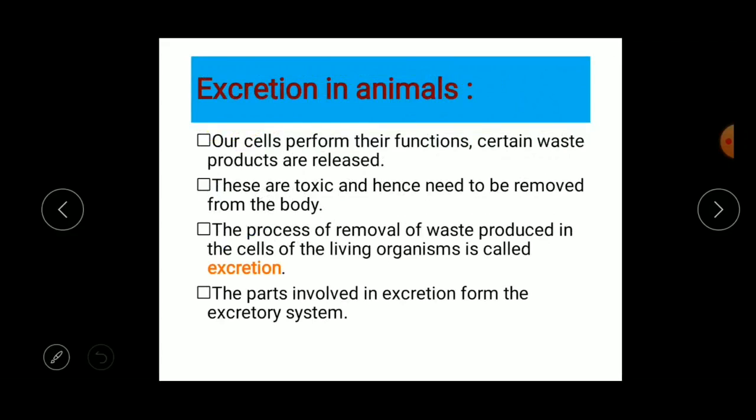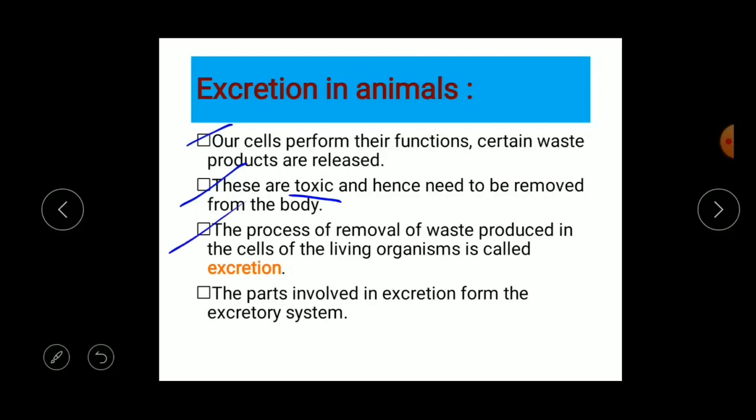Excretion in animals. As our cells perform their functions, certain waste products are released. So as you know, the cells present in our body perform certain functions, and at that time they release some waste products. These are toxic, and hence need to be removed from the body. Toxic is nothing but poisonous. So these waste products are toxic or poisonous, so they must be removed from the bodies of living organisms.